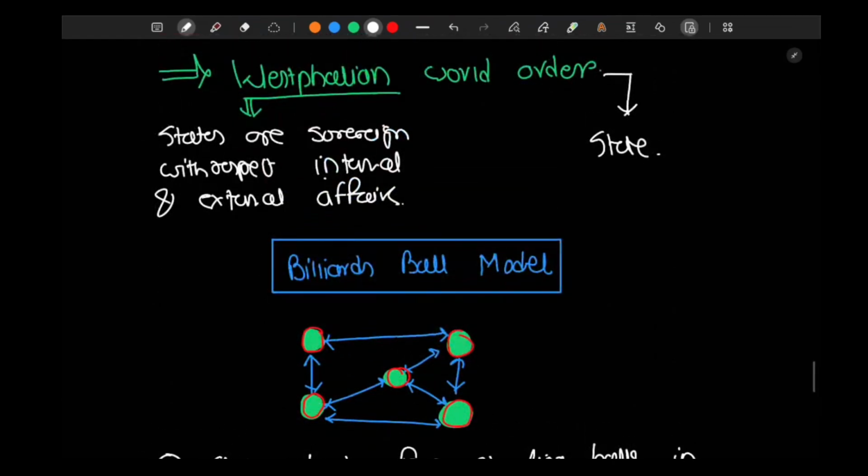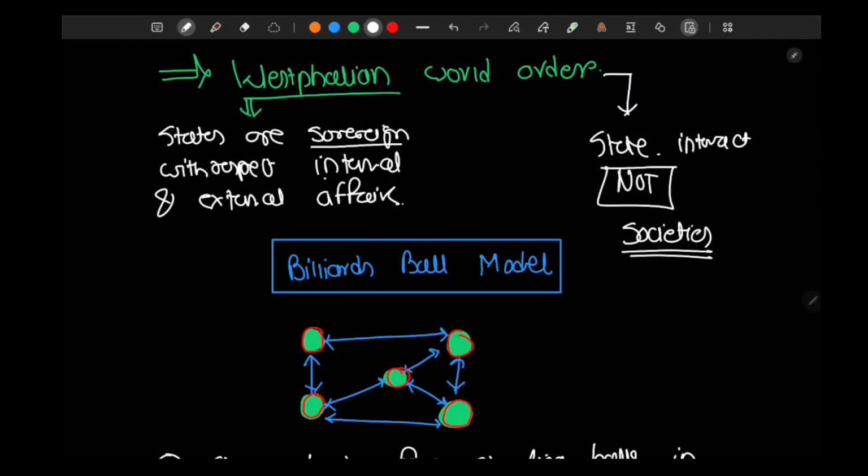This is the billiard ball model of world order, where states are sovereign and states interact with each other, not the societies. States interact, not societies. This is the core of the Westphalian world order.